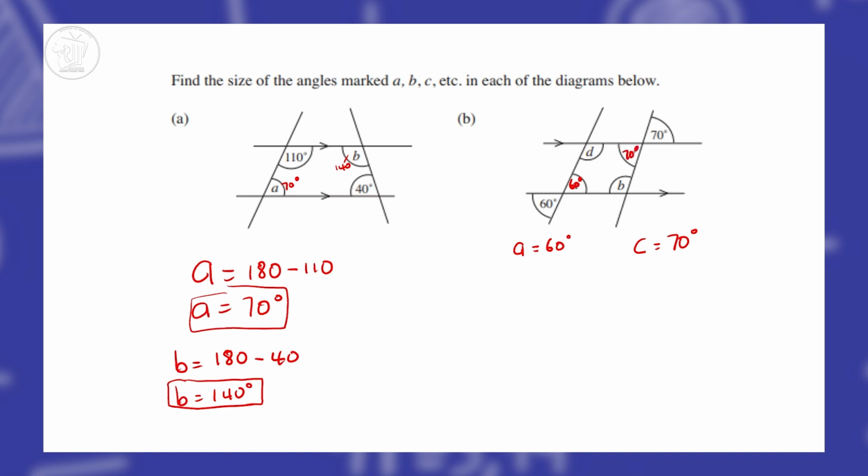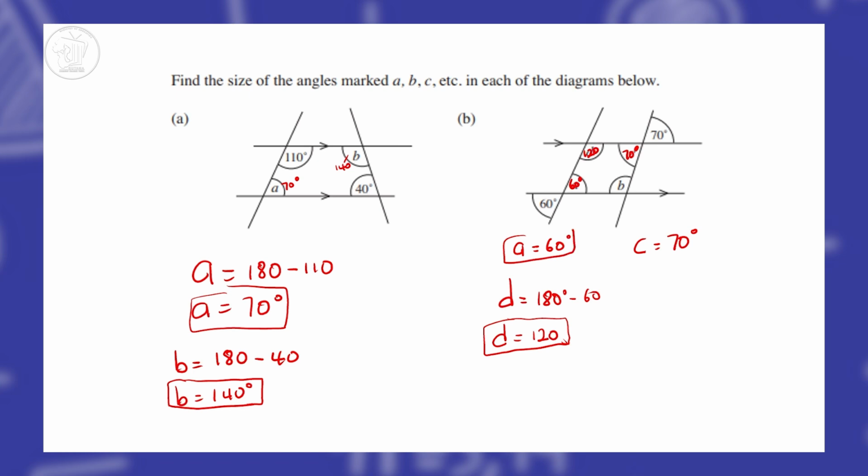Next, we want to find B and D. Let's find D first. We see a C being formed here. Because the C is formed, 60 and D are supplementary angles. So D is equal to 180 subtract 60. Hence angle D is equal to 120 degrees.